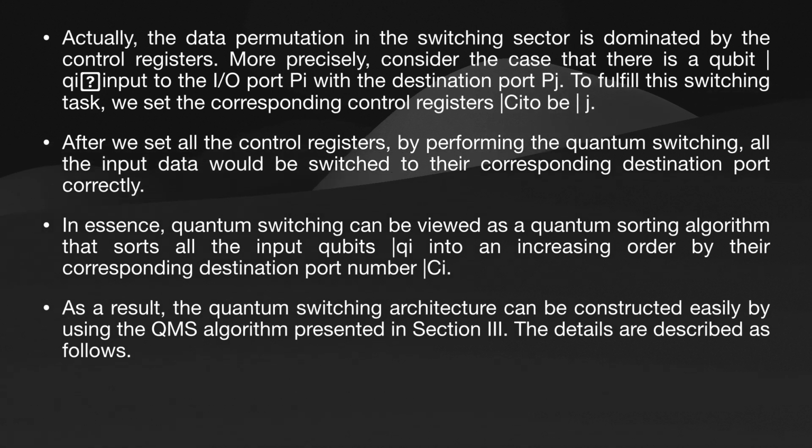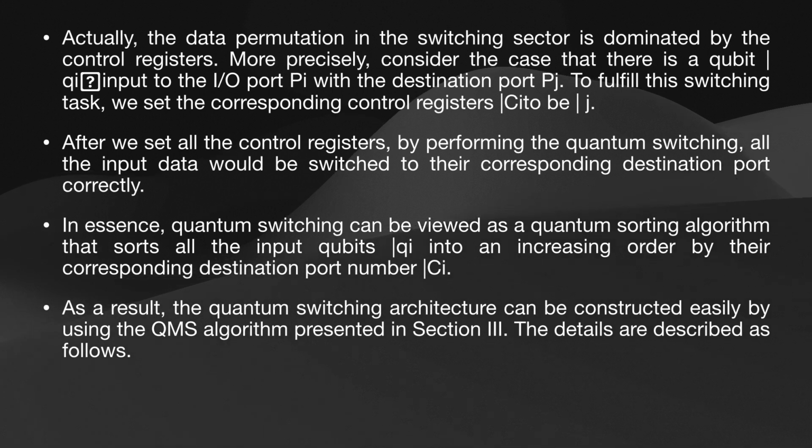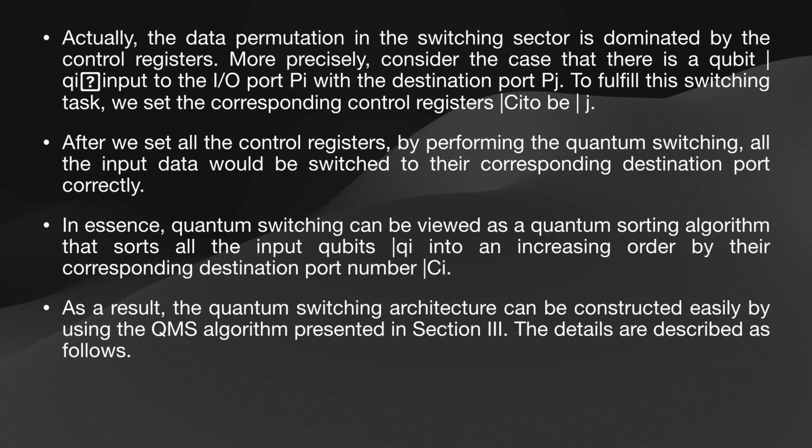In essence, the quantum switching can be viewed as a quantum mass sorting algorithm that sorts all the input qubits Qi into an increasing order by their corresponding destination port numbers. So as a result, the quantum switching architecture can be constructed easily by using the QMS algorithm presented in section 3. The details are described as follows.